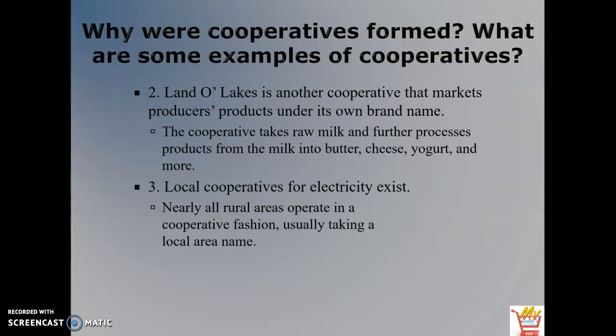Land O'Lakes, as we said, was another one. They take raw milk and they process it into butter, cheese, yogurt, and other things. A farmer-owned cooperative. And as we said, cooperatives for electricity exist as well. We mentioned REMC. Basically, all rural areas operate their electrical grid in a cooperative fashion. So Boone County REMC is an electrical cooperative. It's technically owned by the members, the people that utilize its electrical service.